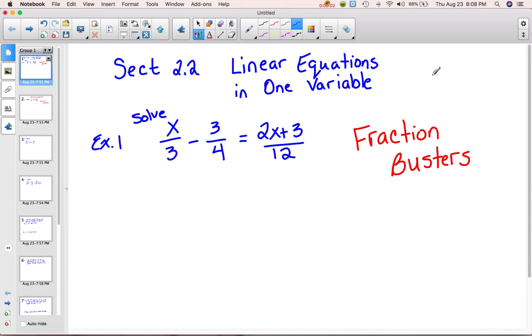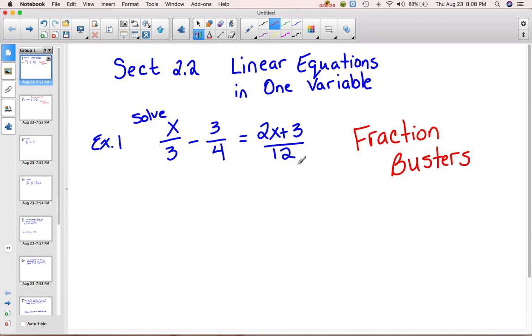Section 2.2 deals with linear equations in one variable, and we're going to start with something that should be rather familiar to you, this idea of fraction busters. I'm skipping quite a few of the solving equations in this video. The homework problems you should not have any trouble with. They're pretty simple and pretty basic. But I just wanted to do a quick review when you have a rational equation. So we're going to use the idea of fraction busters.